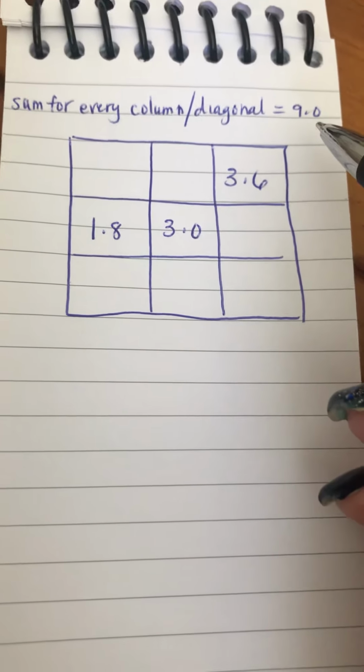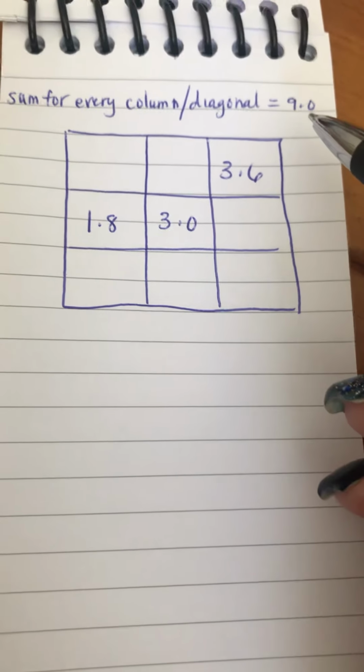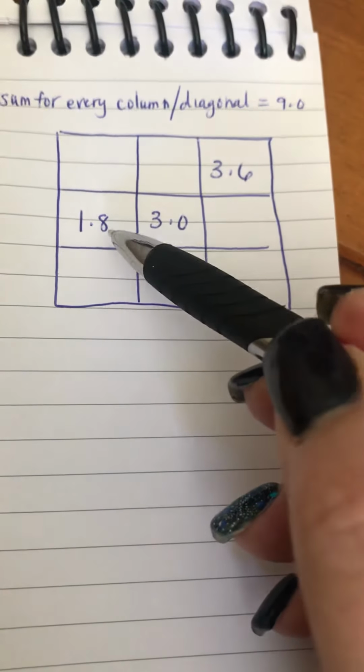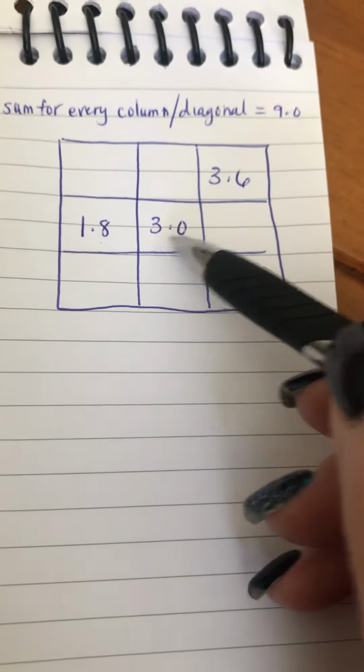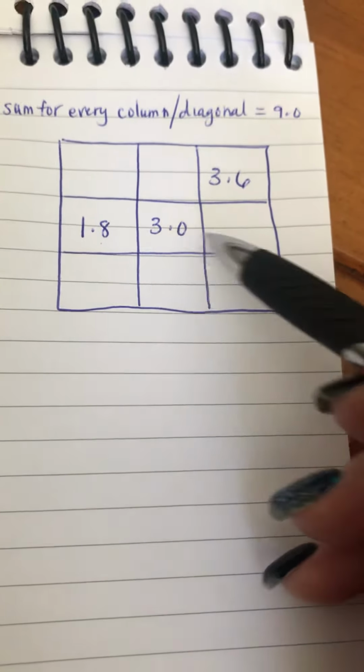So how do we figure out what's in the missing squares? Well, we start with what we know. We know these two are there, and whatever these two add up to, plus whatever this should be, will become 9.0. So we're going to start by adding 1.8 plus 3.0, and we know that equals 4.8. So the sum of these two is 4.8.